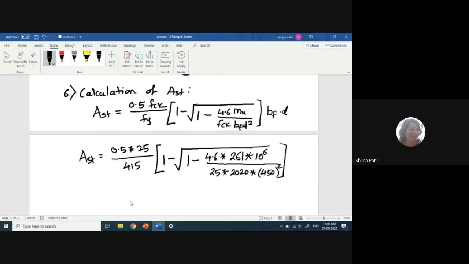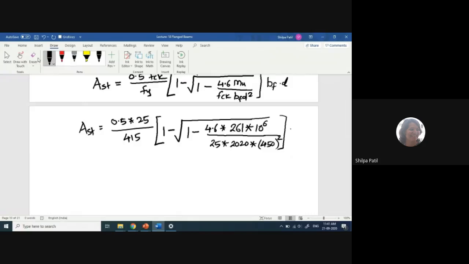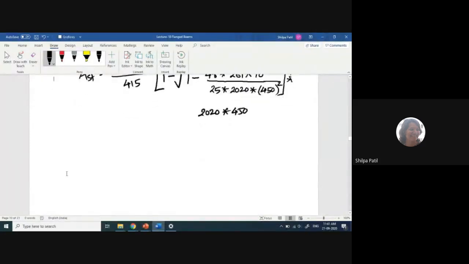This is multiplied by 2020 into 450, that is bf into d. So tell me the Ast value now.